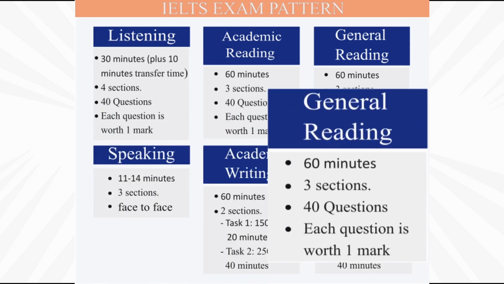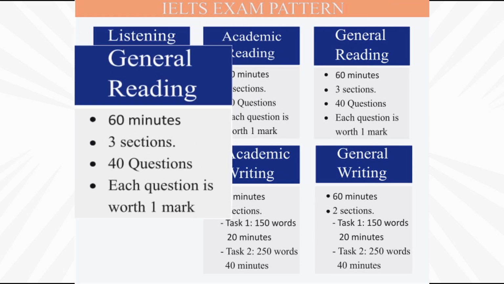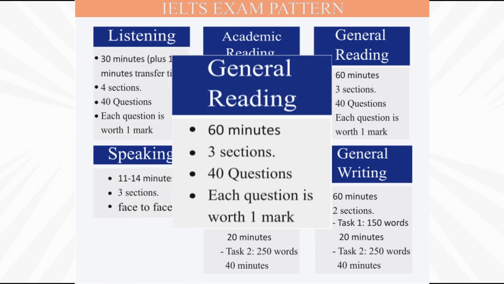General training reading section. It will take 60 minutes and it contains 3 sections. Section 1 may contain 2 or 3 short texts or several shorter texts. Section 2 comprises 2 texts. In section 3 there is 1 long text, and there will be a total of 40 questions. Each question is worth 1 mark.